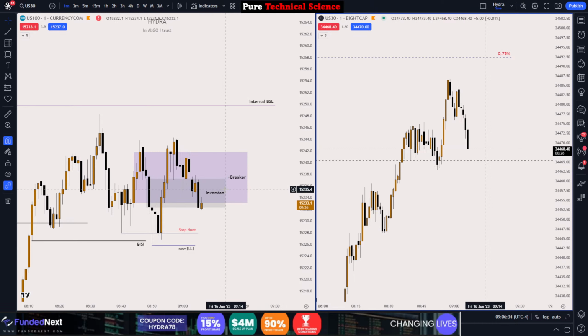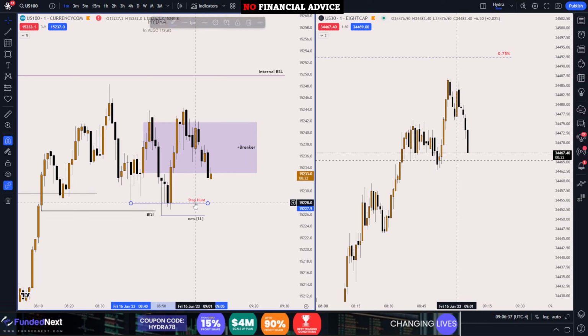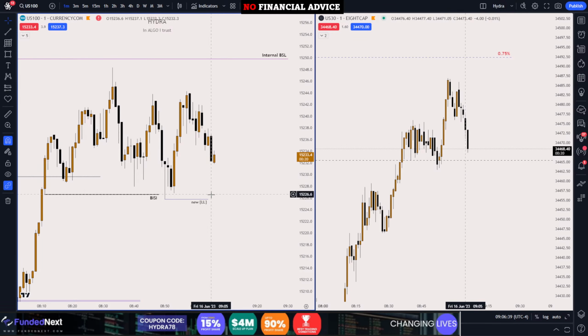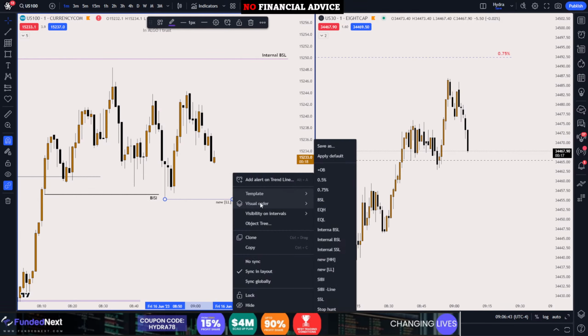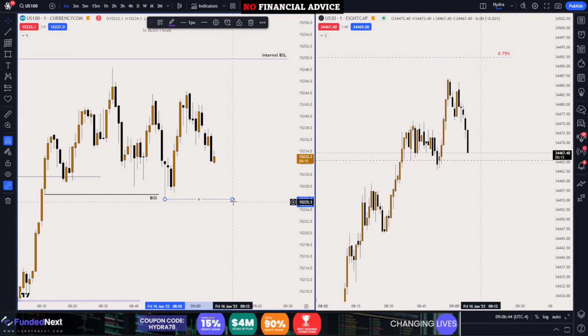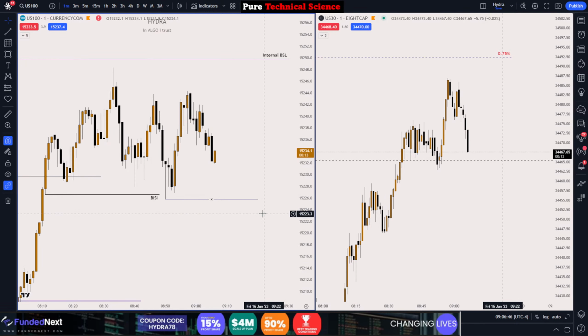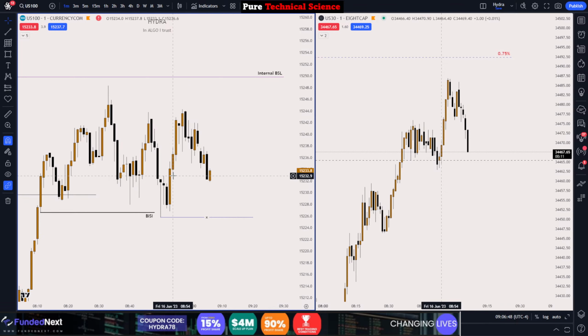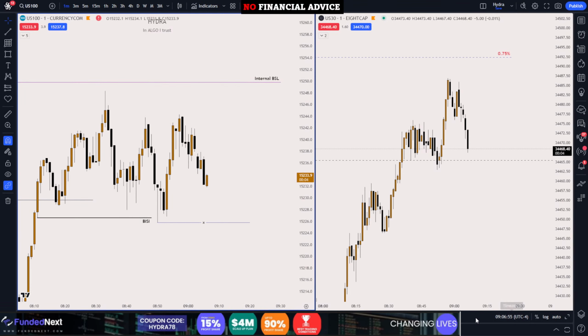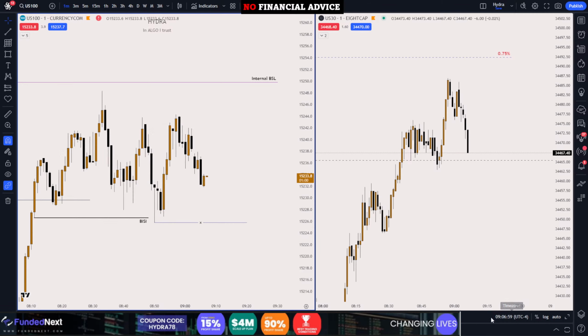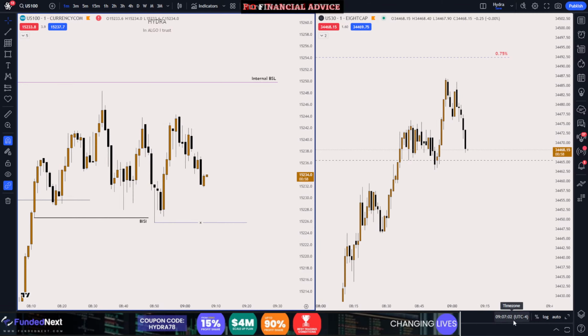Our breaker block failed. This inversion failed to hold price towards the buy side liquidity. Let's see if this fair value gap is supporting price or price is taking liquidity down here. We are not inside of our macro zone, that's why I'm not looking for a setup. I'll start looking for a setup at 9:20 to 9:30. And keep in mind we have high impact news coming at 10 o'clock.